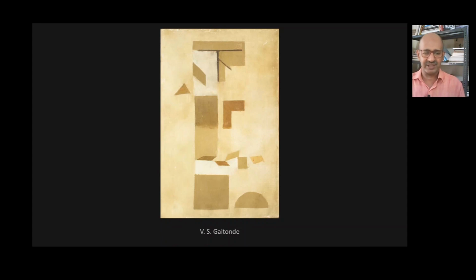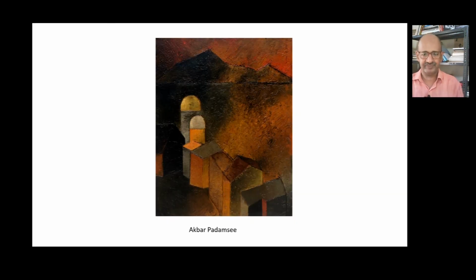Talking about abstraction from Bombay, we also have V.S. Gaitonde, a close associate of Bombay Progressive Group. And Gaitonde was one of those exceptional artists from that period who consistently focused on the possibility of abstract painting in his works. This is one such example.